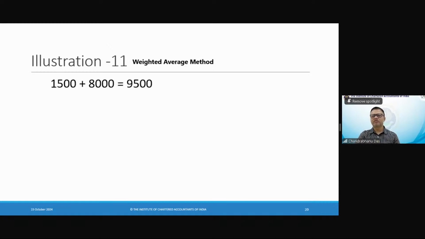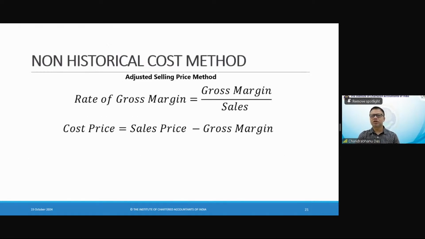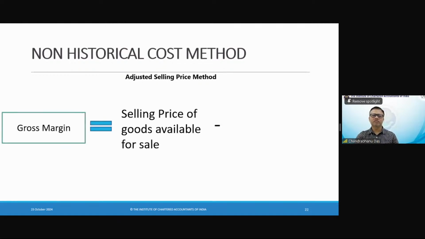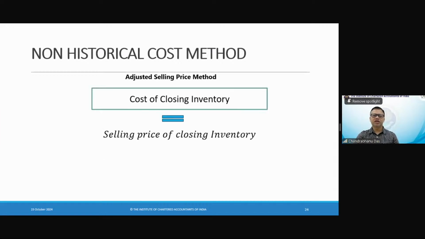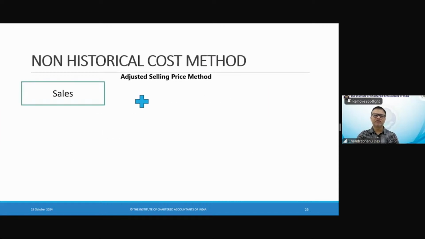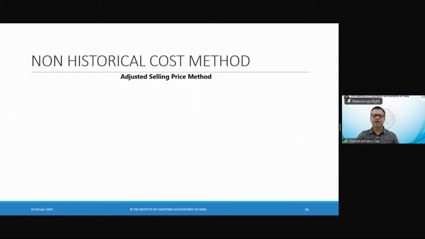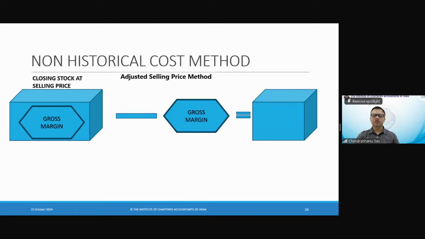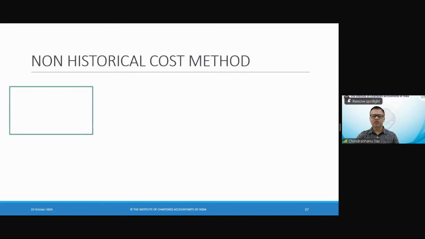So how we found the weighted average, we found the price. Then most importantly, we talked about the adjusted selling price, the retail price method, and how to calculate the gross margin. This is how we found the cost of closing inventory, and I gave you this flow chart for you all to remember how to find the cost. And I discussed why this gross margin is hidden inside this and how to take it out.